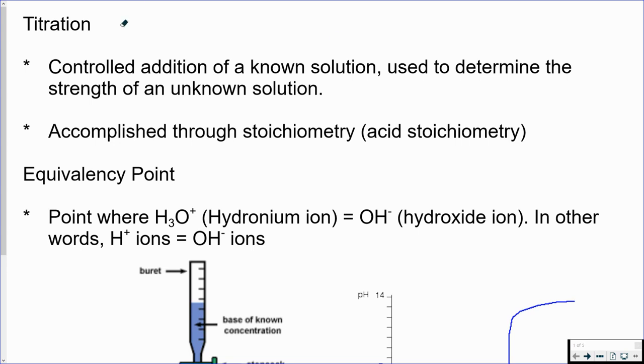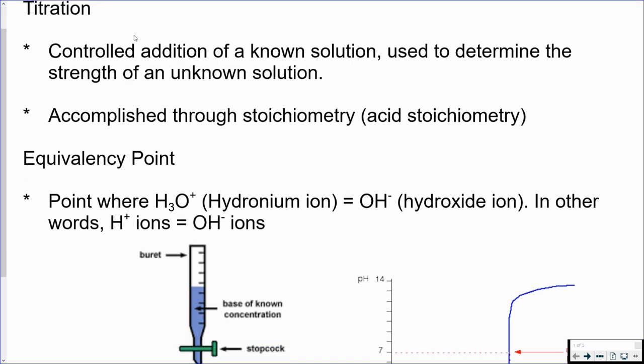What we're going to talk about today is titration. A titration is when you have a known molar concentration of a solution and you want to determine the molar concentration of an unknown. We do this through stoichiometry. You can call it acid stoich, but really it's just solution stoich with a possible additional step.